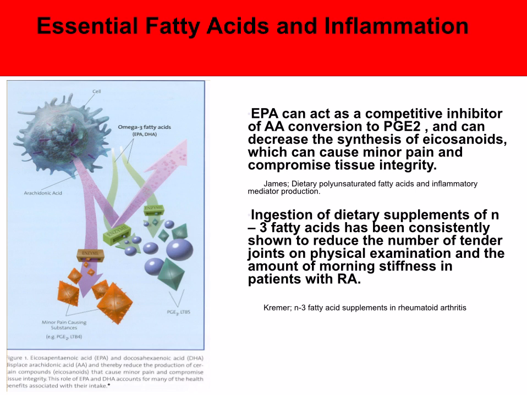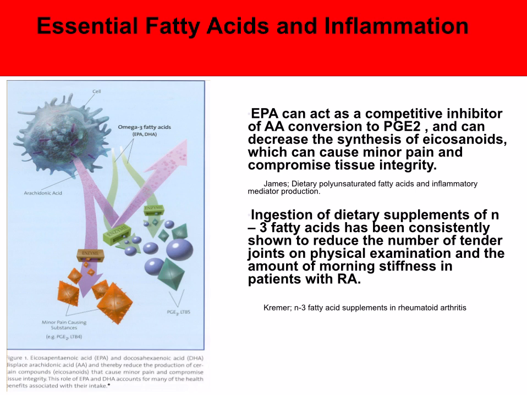Okay, essential fatty acids, specifically omega-3s, play an important role as well. Research has consistently found a link between EPA, one component of omega-3, which is able to act as a competitive inhibitor of arachidonic acid conversion into inflammatory prostaglandin E2.